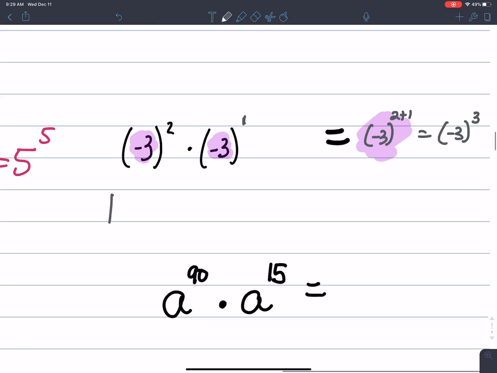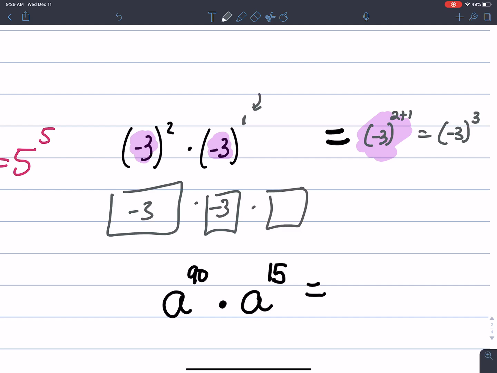Or again, if we need to, we could write our boxes. So here I'd have to put 2 boxes for the first one, put -3 in it. And then because that exponent is 1, I'd put 1 box and fill it with -3. So I can see that I wrote -3 3 times. So either way we do it.